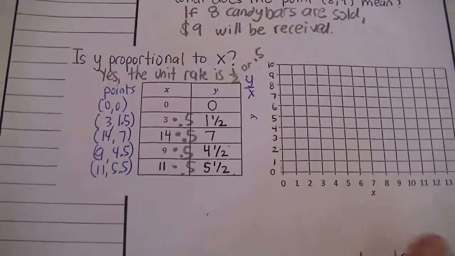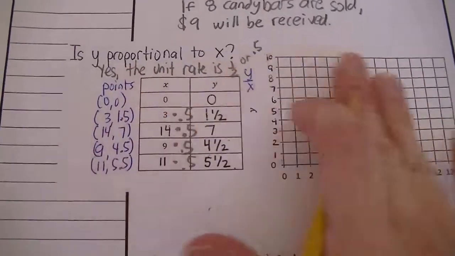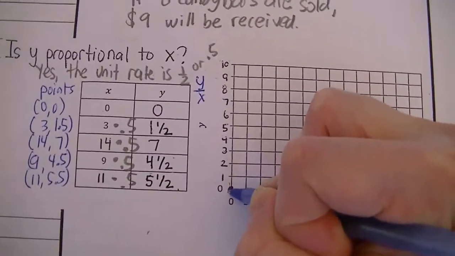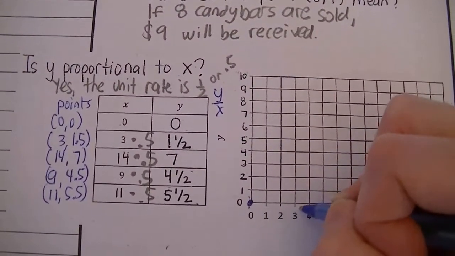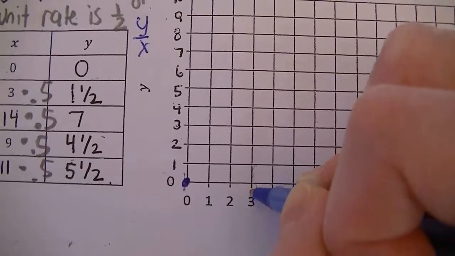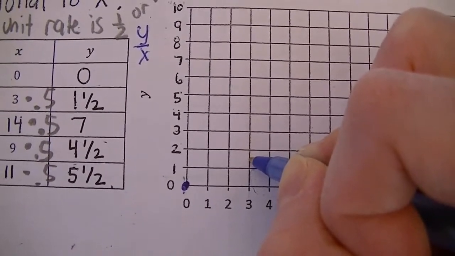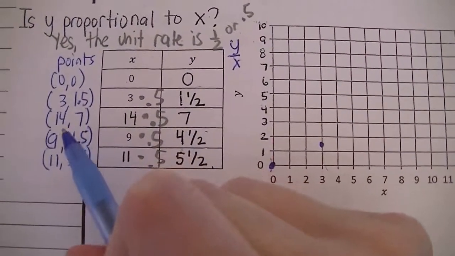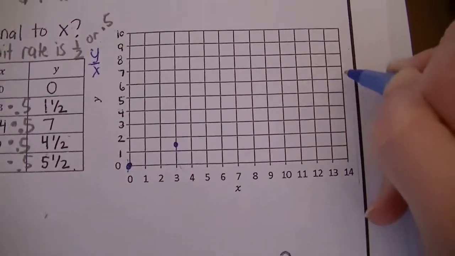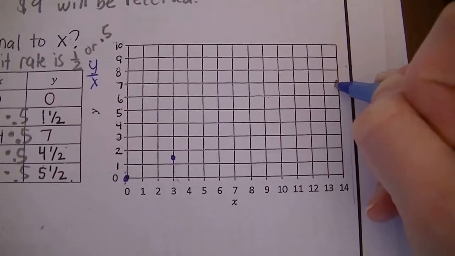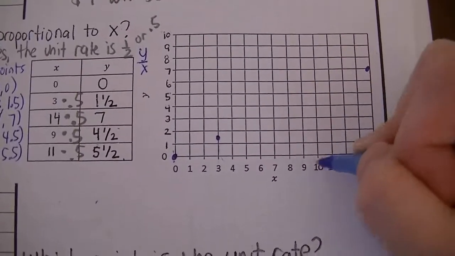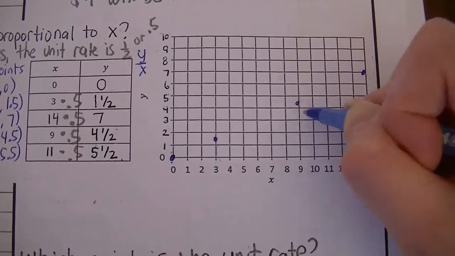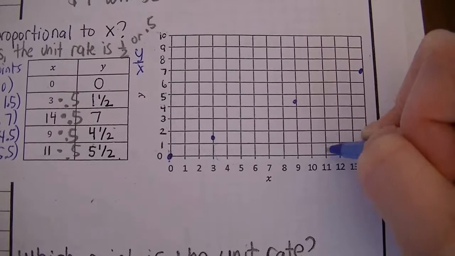Okay. All right, so since we know that this is a proportional table, let's go ahead and examine what it would look like on the graph. So 0, 0, 3, 1 and 5/10. So here's 3: x is 3, y is 1 and 5/10, or 1.5, which is right in between the 1 and the 2. 14, 7. 9, 4.5. 11, 5.5.